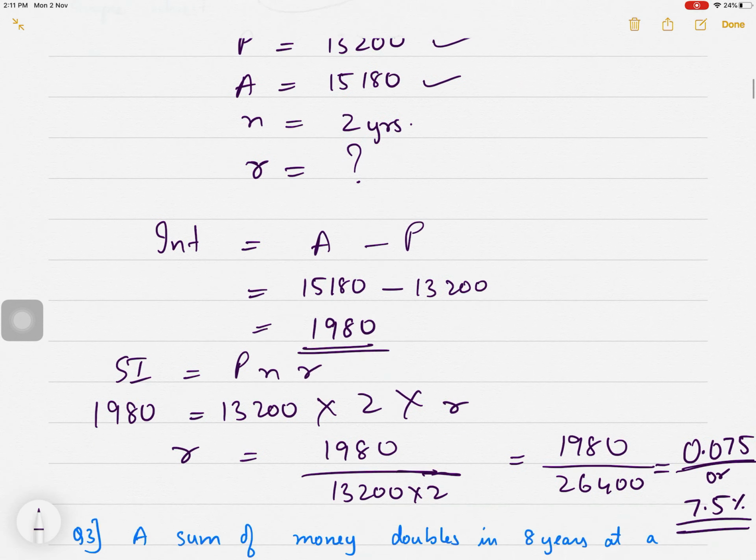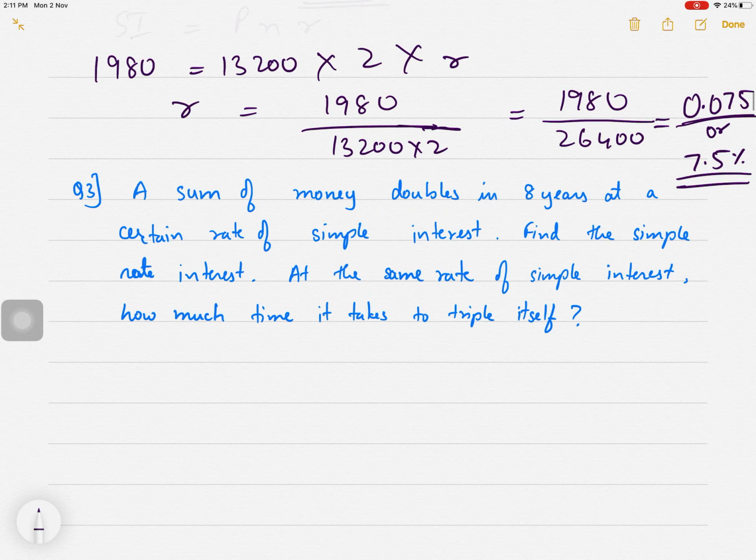Now let's see the next problem. A sum of money doubles in 8 years at a certain rate of simple interest. Find the simple rate of interest. At the same rate of simple interest, how much time does it take to triple itself? This question is divided in 2 parts. A sum of money doubles in 8 years.